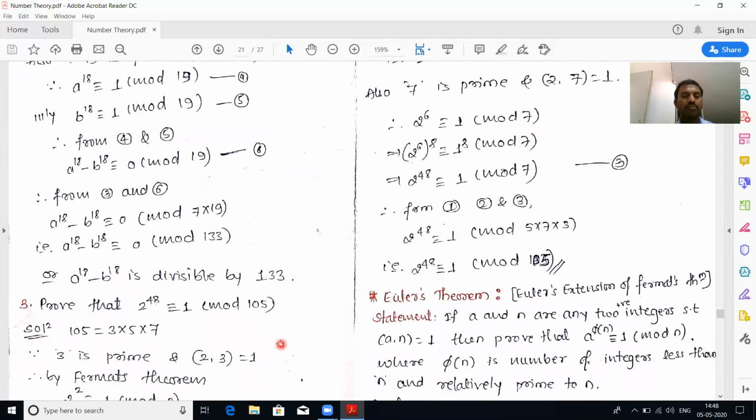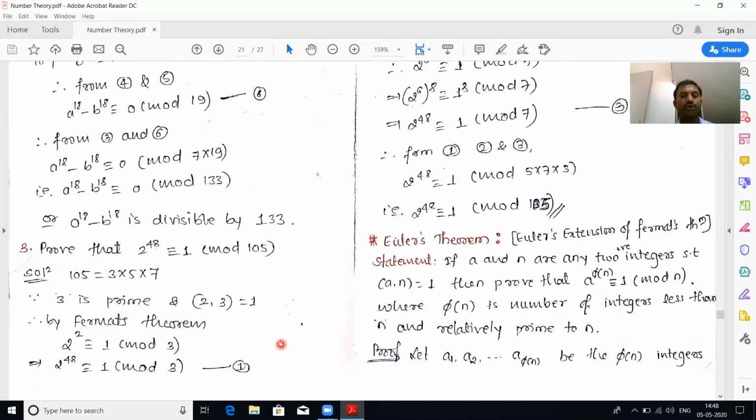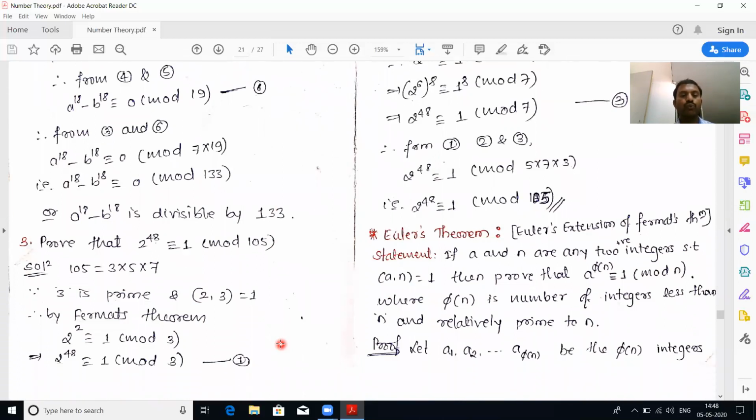Next, similar example, prove that 2 raised to 48 is congruent to 1 mod 105. Now we'll see 105 is equal to 3 into 5 into 7, where 3, 5, 7 are distinct prime numbers. Now, since 3 is prime and 2 and 3 are relatively prime to each other, by using Fermat's theorem, 2 square is congruent to 1 mod 3.